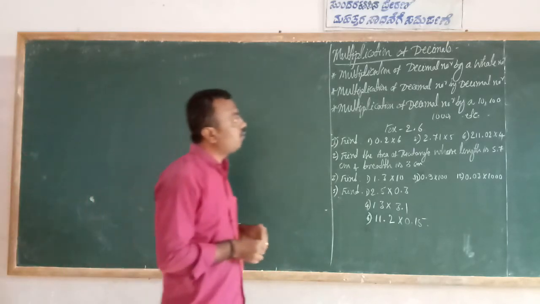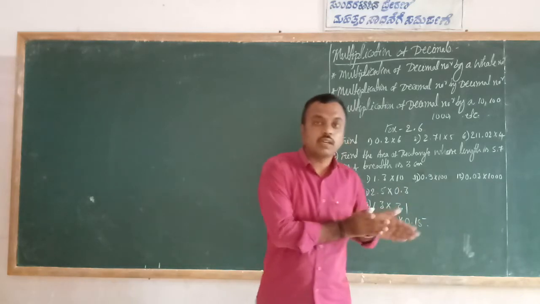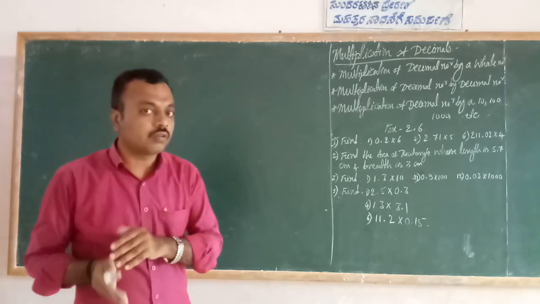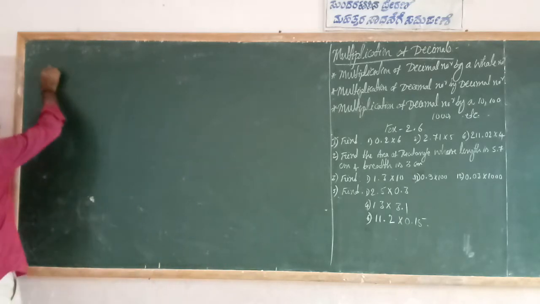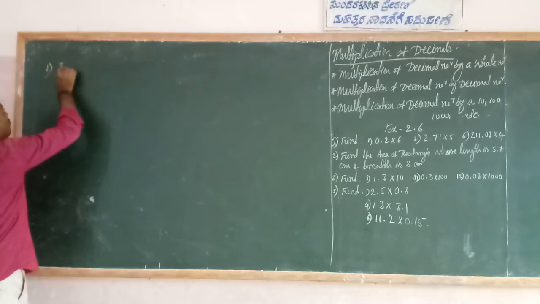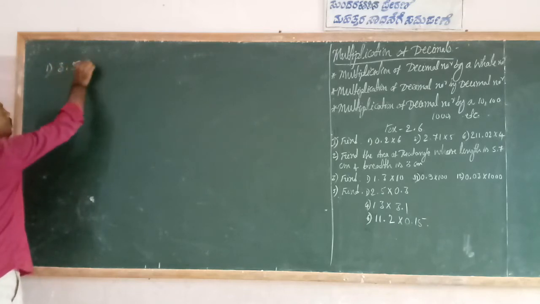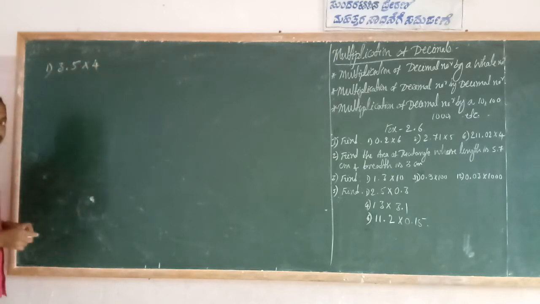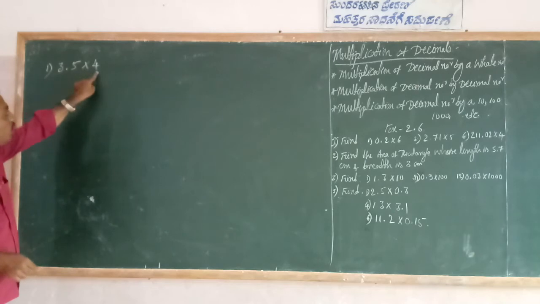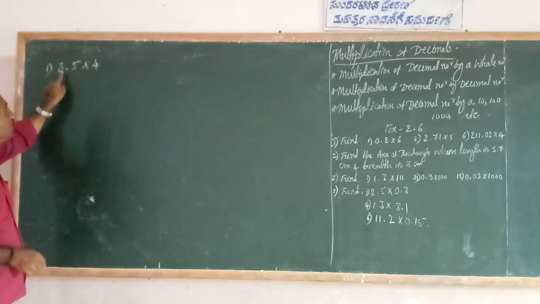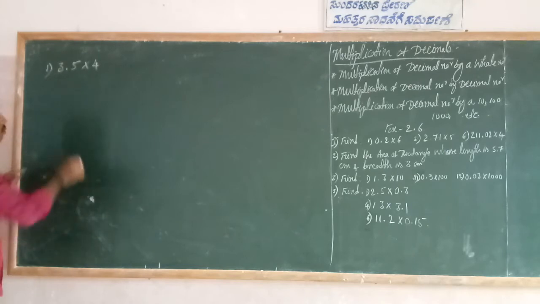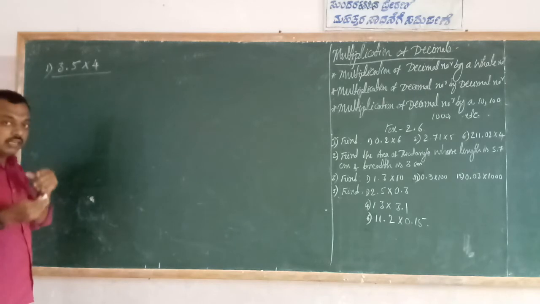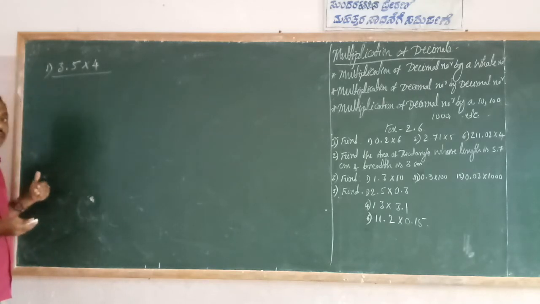First, multiplication of a decimal number by a whole number. One is a decimal number and the other is a whole number. Let me take one example. For example, 3.5 is the decimal number, and we should multiply it by the whole number 4. Very simple, students. We have to multiply just as we multiply a natural number or any whole number.